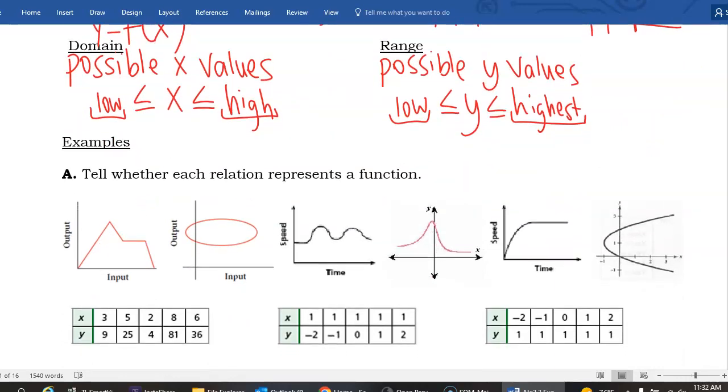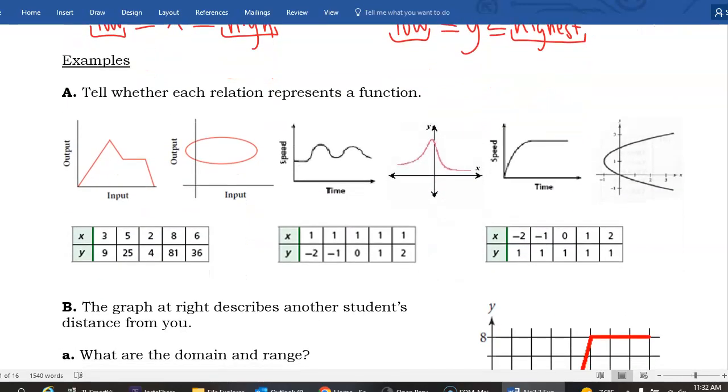Okay? Example A, tell whether each relation is a function. So we're going to use our vertical line test on these graphs. If I draw a vertical line at a given input value, if it hits more than one time, that means it has multiple outputs. It is not a function. Every one of those lines, I can test as many as I need to, hit the graph a single time each. So yes, this is a function.